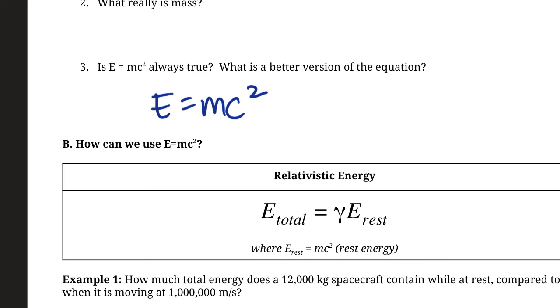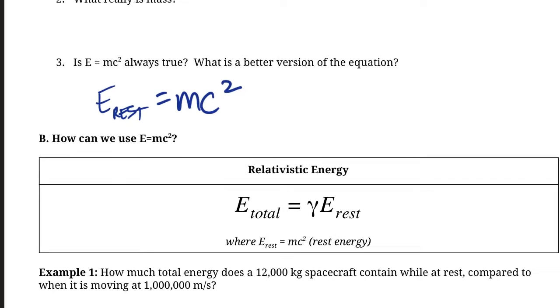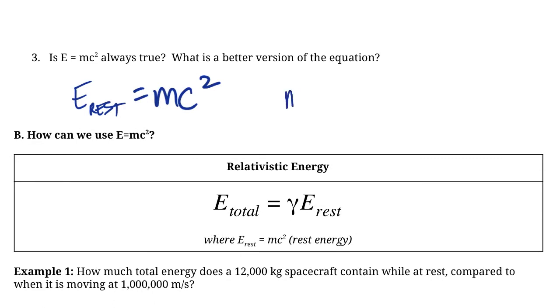Because of that, we need a better version of this E equals mc squared. This E equals mc squared works very well when the object is at rest. So in fact, we sometimes call this the rest energy of an object. So I'm going to erase this, and I'll put E with a little subscript rest. The rest energy of an object is equal to mass times c squared. But we also know from the previous lesson that the relativistic mass, or the mass of a moving object, is equal to this gamma factor times its stationary mass, right?